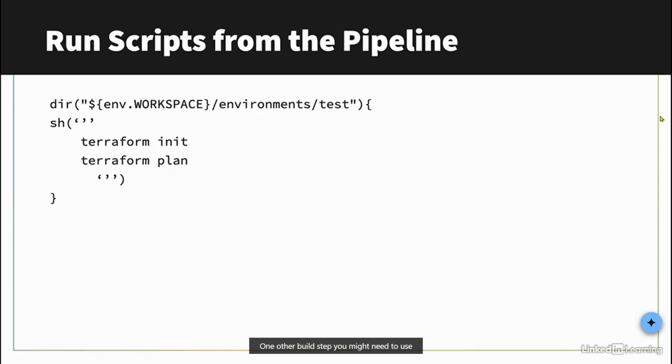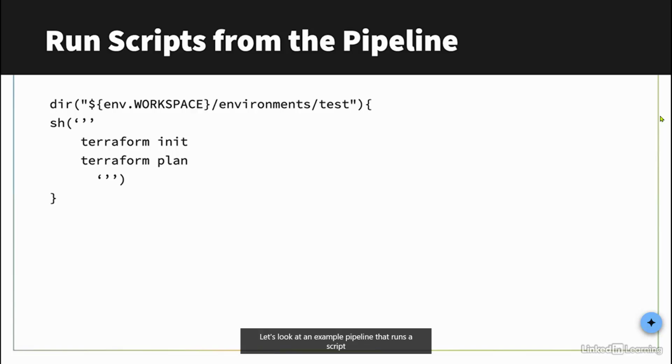One other build step you might need to use with external commands is the dir or directory build step. The dir step takes a path as an argument. For paths relative to the workspace where a repo was checked out, the workspace environment variable can be used to describe the path. This tells Jenkins to change to the directory before running any steps that are contained inside the dir step. This is useful if your pipeline needs to run commands in a specific directory.